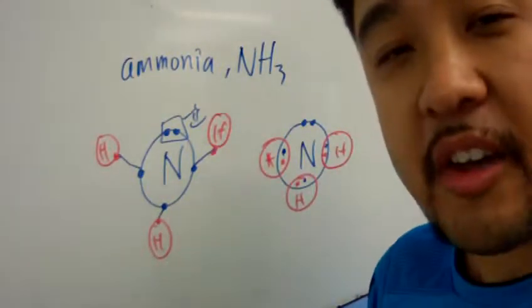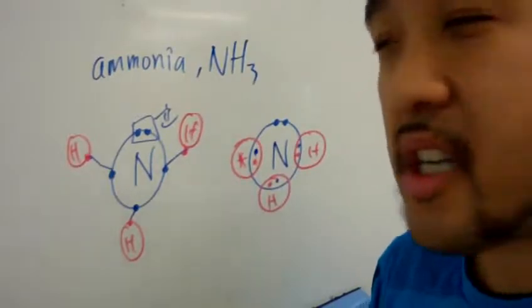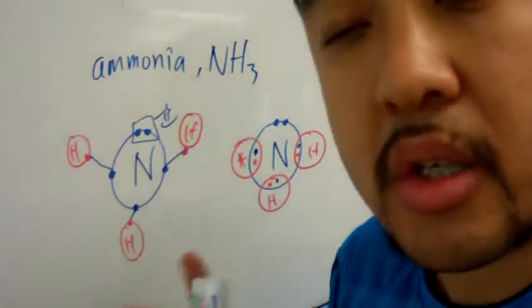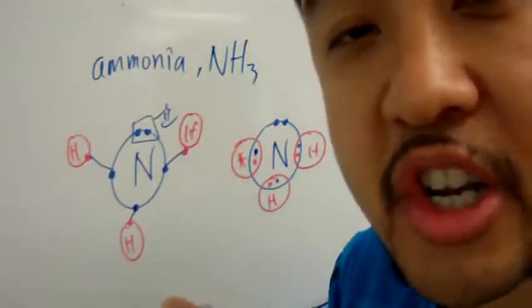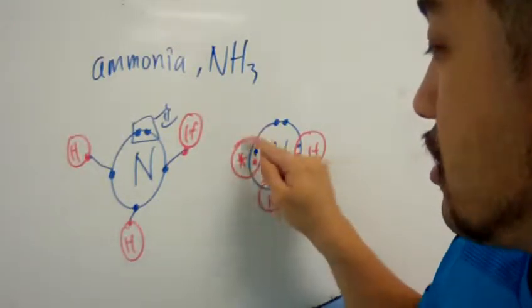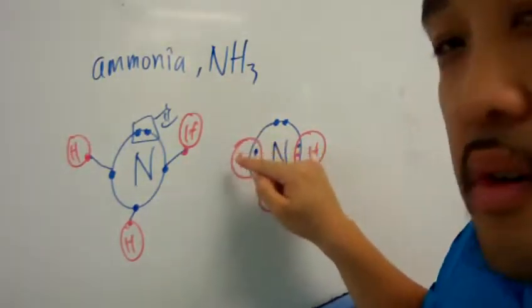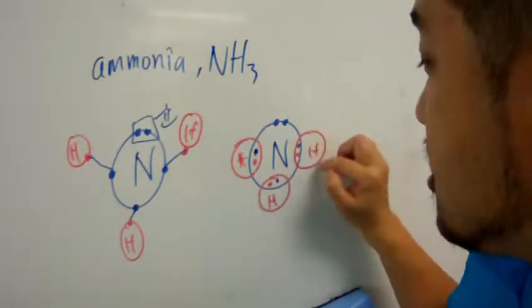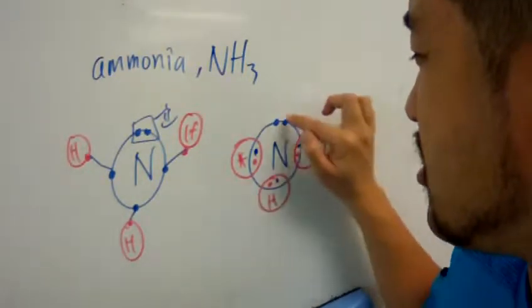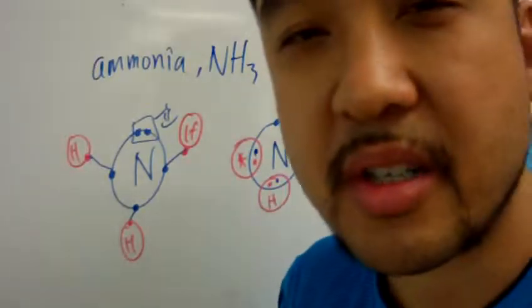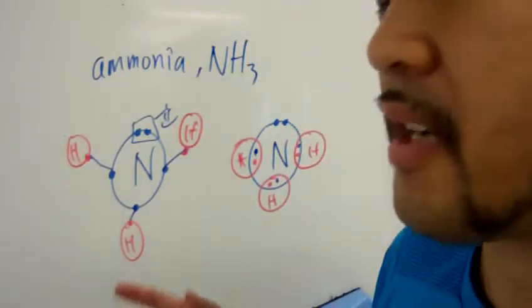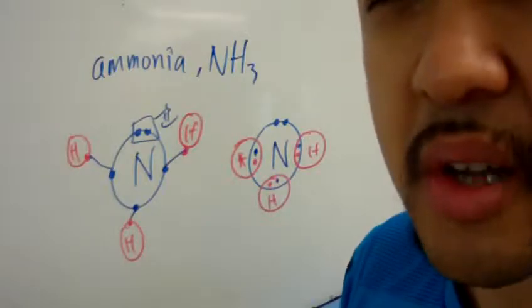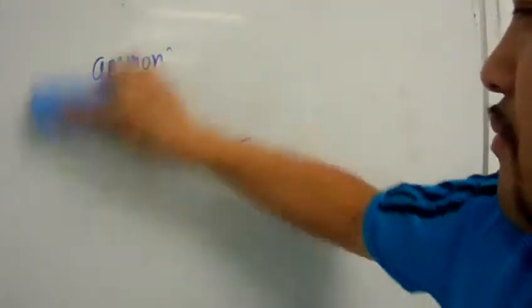And of course, you have got to check your work to see that each of these atoms in the molecule has a noble gas configuration. Hydrogen has 2 within its boundaries. This hydrogen has 2 within its boundaries. This hydrogen has 2 within its boundaries, and nitrogen has 8 within its boundaries. So all of these atoms in the ammonia molecule have noble gas configuration.